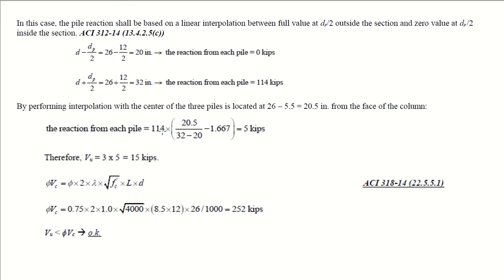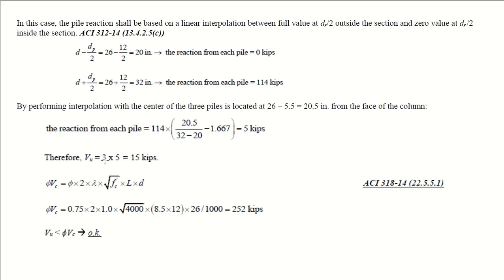Okay, so the factor, or the load carried by each pile, is found at the value at which we are interested. For example, the pile center, just like here, the center of three piles is at 20.5 divided by the upper limit minus lower limit. The term you will get is minus 1.667. This is the offset distance between this line and your line of critical parameter. So it turns out to be 5 kips.